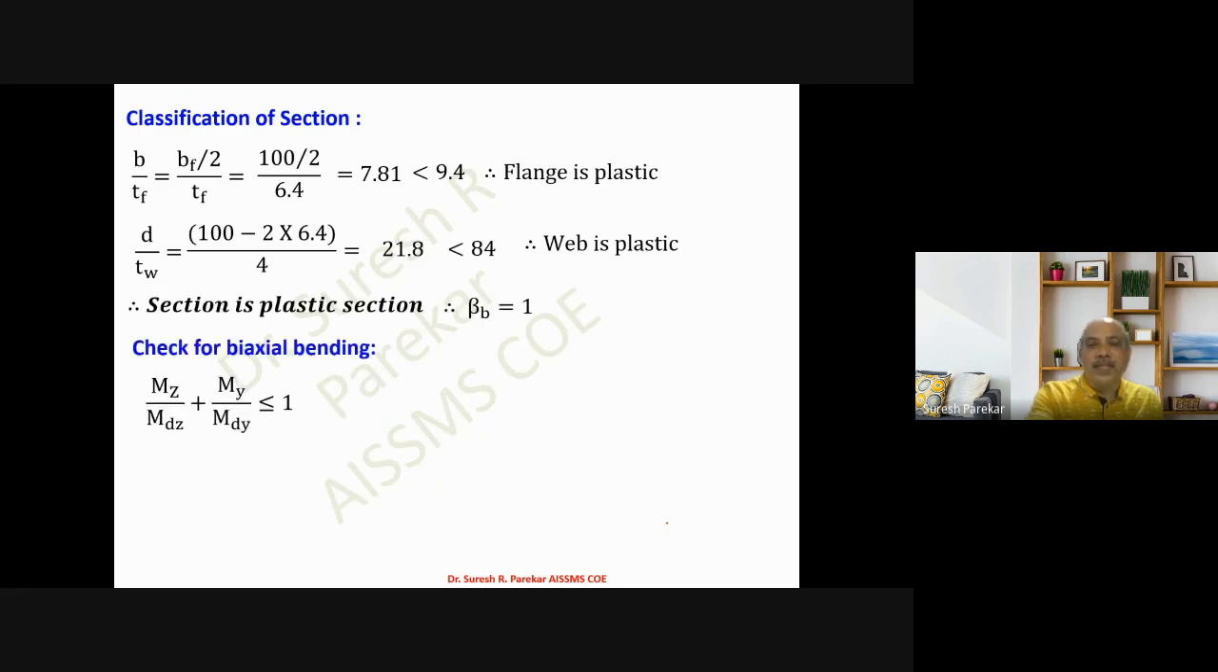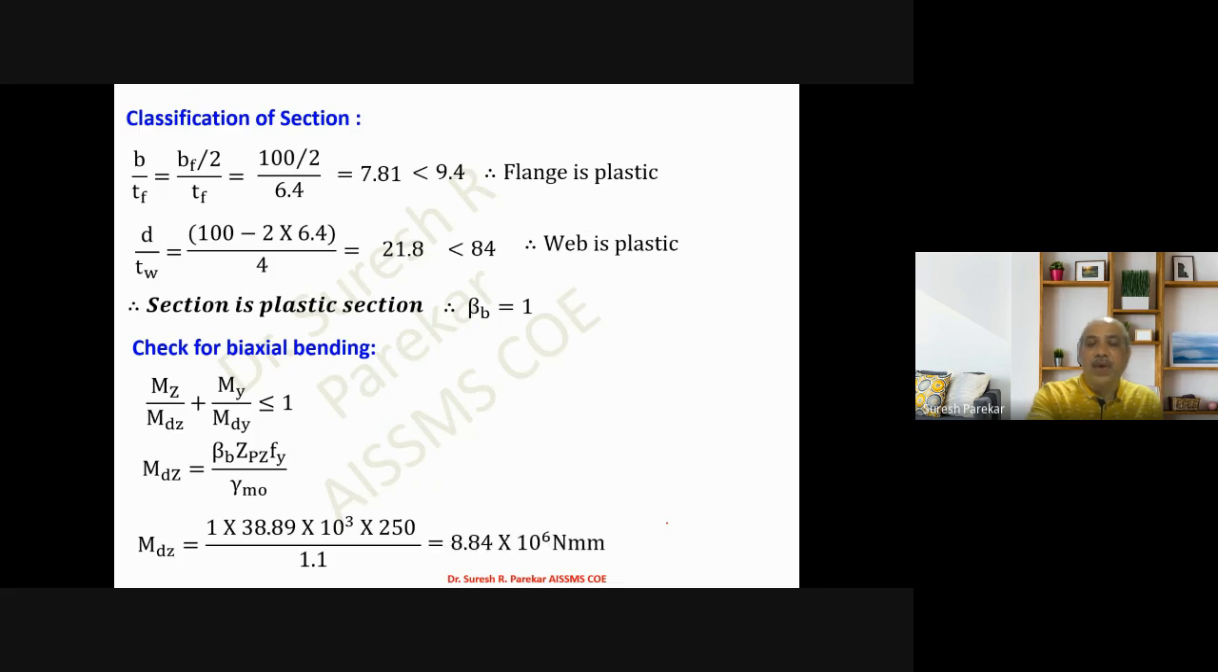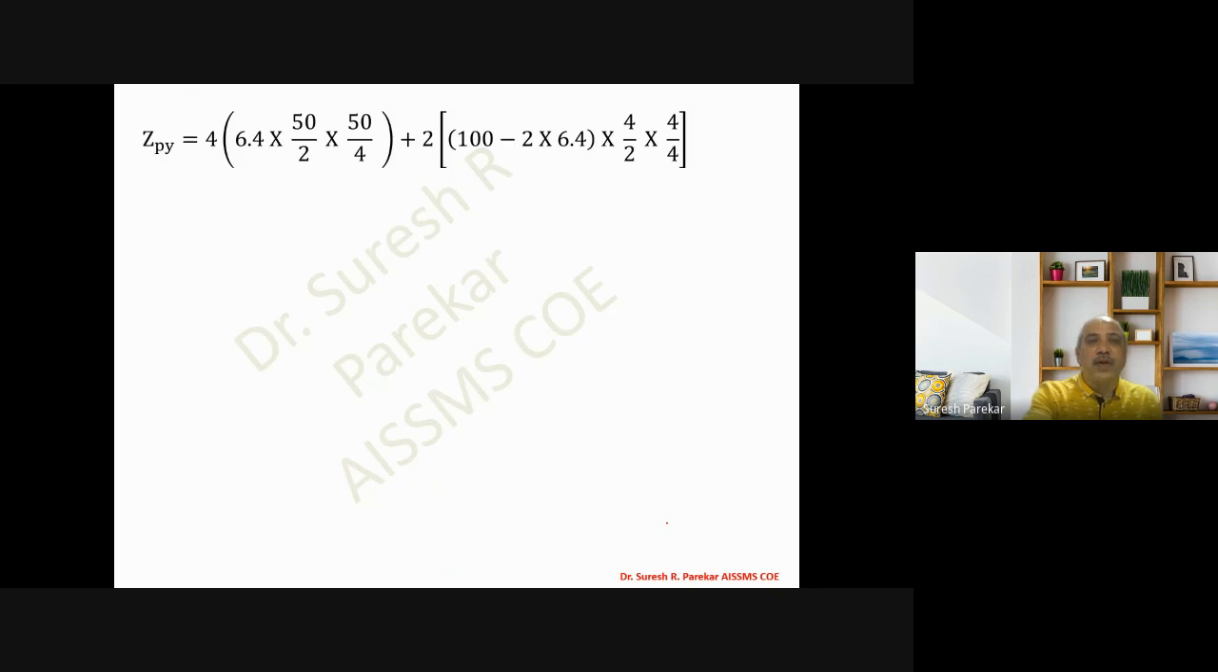Now check for biaxial bending. So MDZ we can directly calculate, because value we have 38.89 as ZPZ into Fy upon gamma MO comes 8.84 kilonewton meter, which is greater than 2.58 kilonewton meter. Then we will go for ZPY, and this you can see this 4 4 actually get cancelled, and we will get it as TF into BF square by 2.